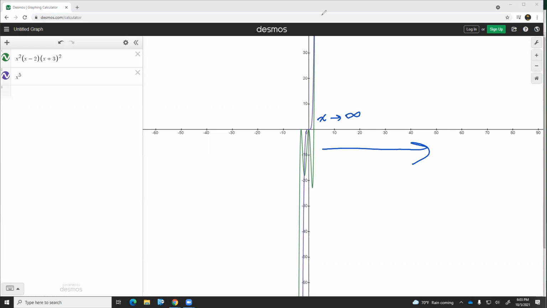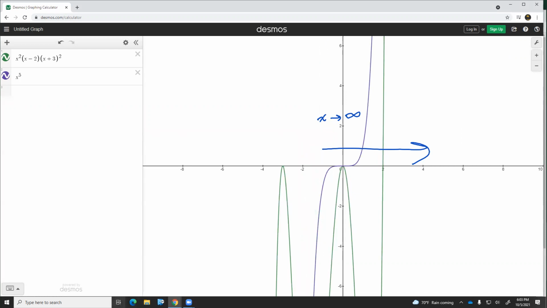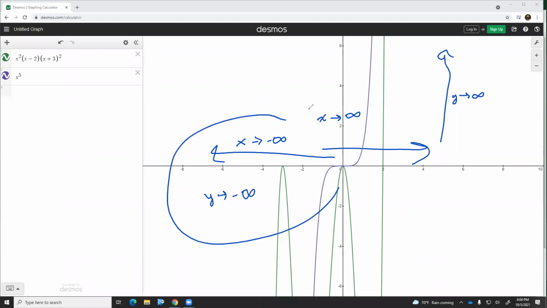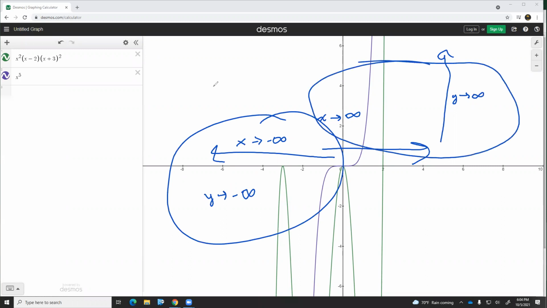what's my y value doing for the purple? Is it going up or is it going down? Up. And as x is approaching negative infinity, is it going up or is it going down? Down. This right here is what we call the end behavior. In other words, what's happening at either end of my function? Does that make sense?